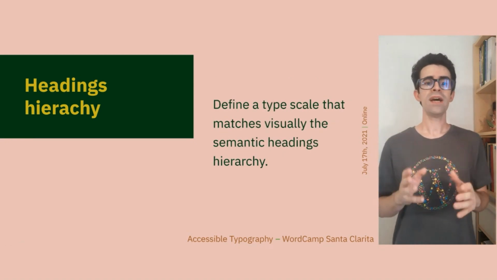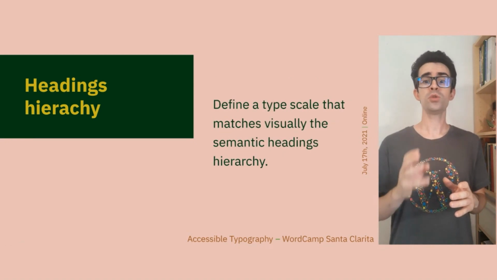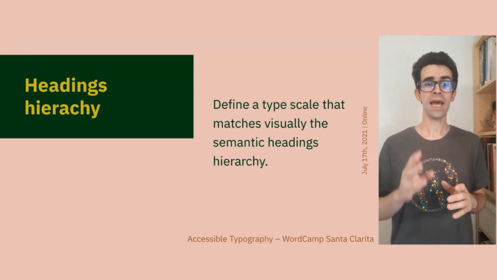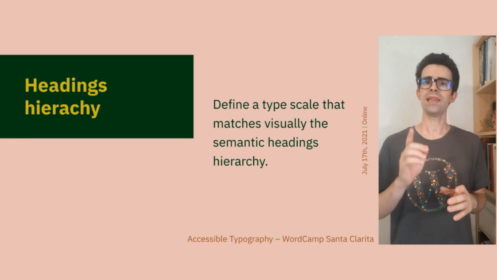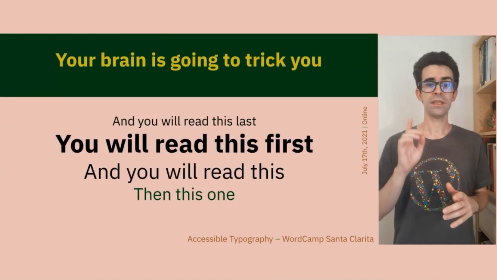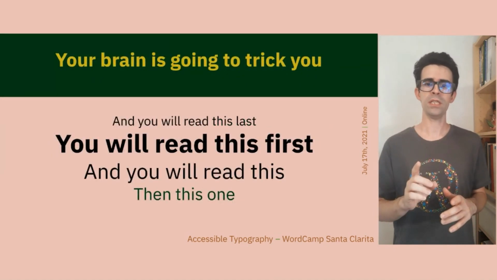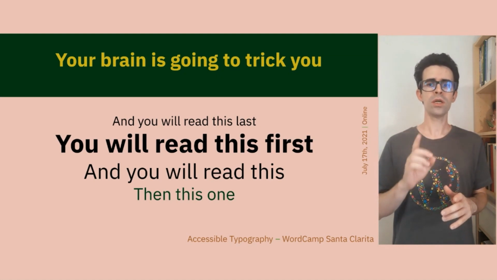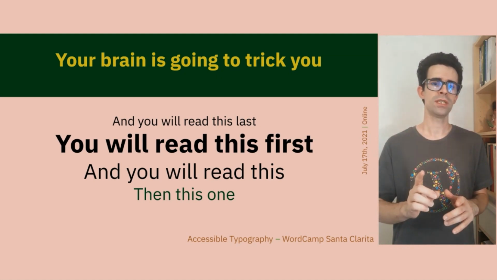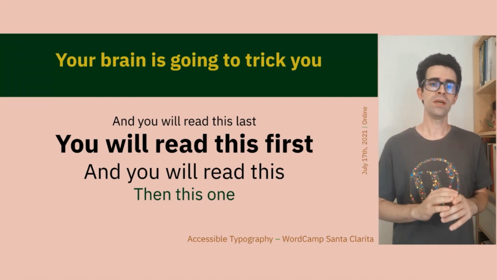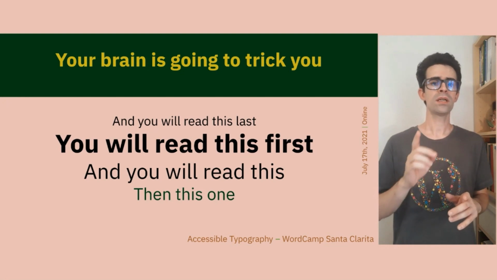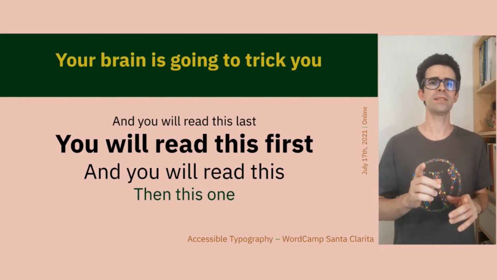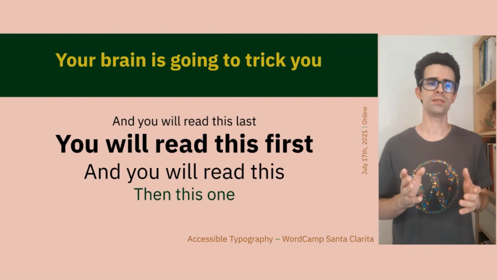Finally, when you define a type scale, you should define visual styles to match the semantic headings hierarchy. That's because you're not smarter than your brain, and your brain is going to trick you. Let me show you how. It doesn't matter in what order you put elements on a web page. First, you're always going to look at the bigger object on the page, and then you'll move to smaller ones. The specific order depends on the size, weight, width, color, and other parameters of the text. In short, by the font.